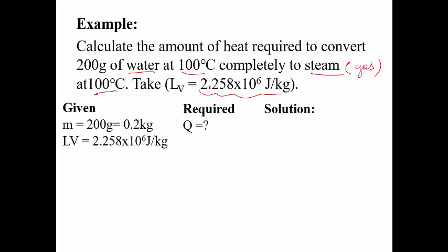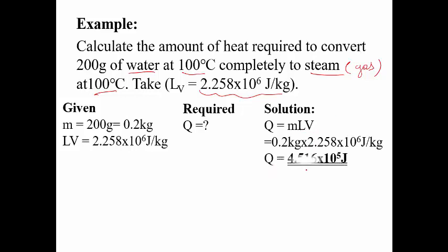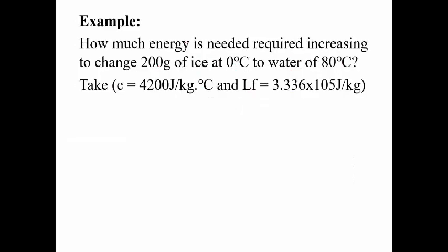To do this, we use Q equals mLV, and the mass is 0.2 kilogram, and latent heat of vaporization is 2.258 times 10 to the power of 6 joule per kilogram, and multiplying this, we get 4.516 times 10 to the power of 5 joule. Therefore, this amount of energy is required to change 200 grams of water to steam at 100 degrees Celsius.